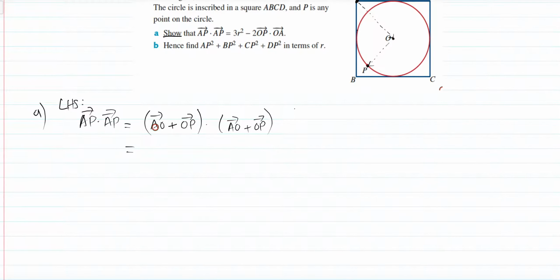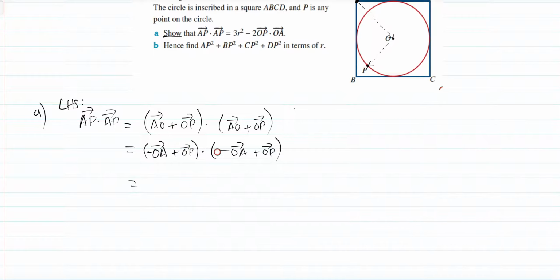Another way of writing vector AO, of course, is vector OA with a negative in the front. So in this case, I have negative OA plus OP. Same thing over here, negative OA plus OP. And then you can expand your brackets.